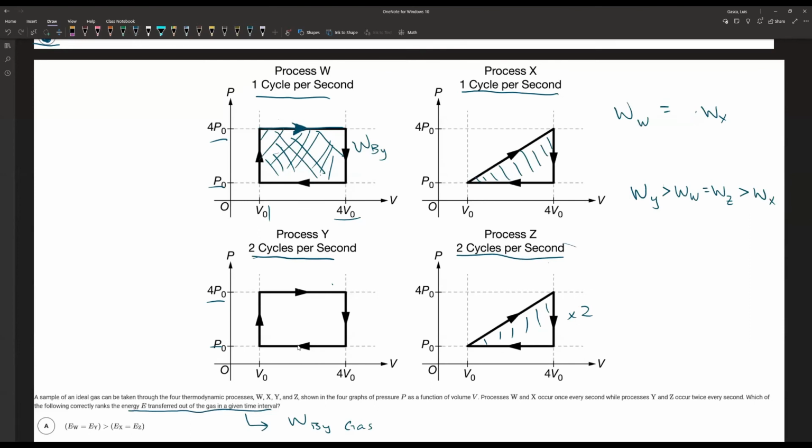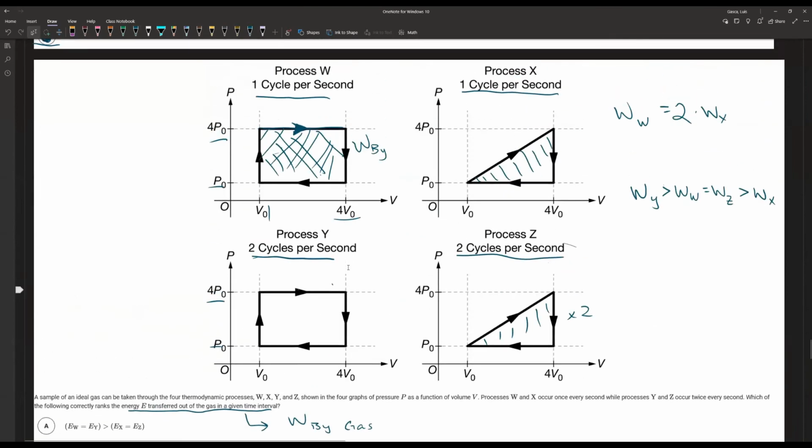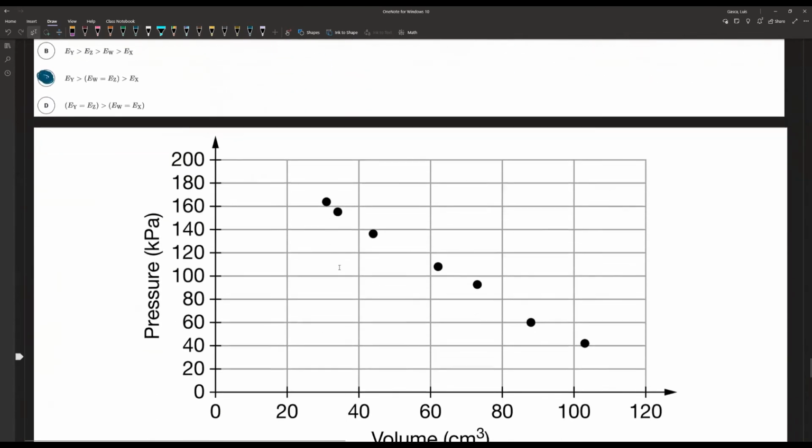That Z over here looks like a 2, so I'll go ahead and write it like that. So our ranking here is going to be the energy transferred in Y is the greatest, followed by the equivalent energy transfers in process W and Z, which will be greater than the energy transfer in process X.